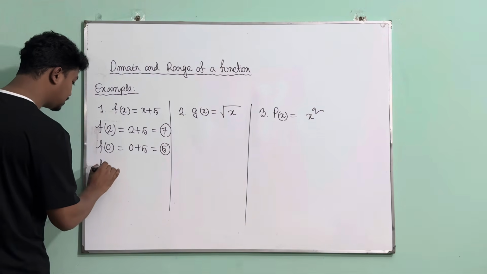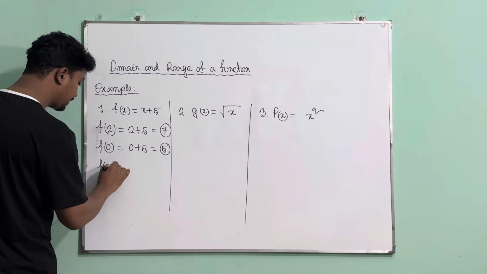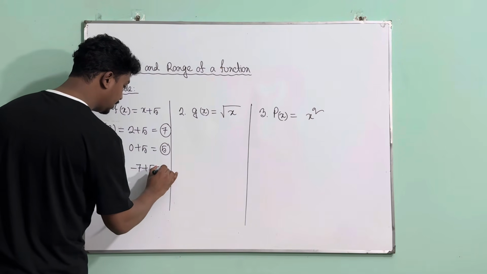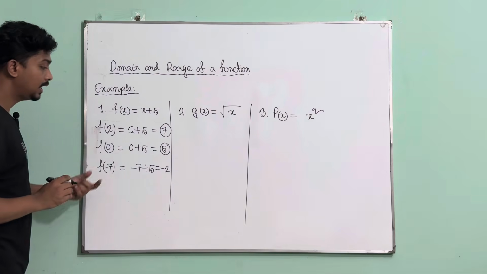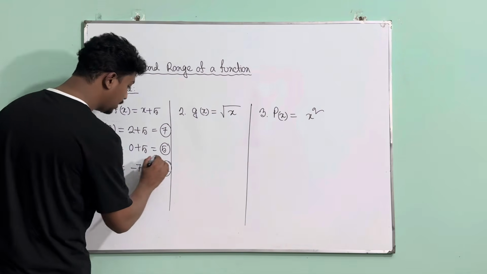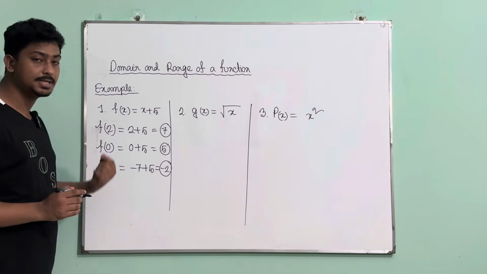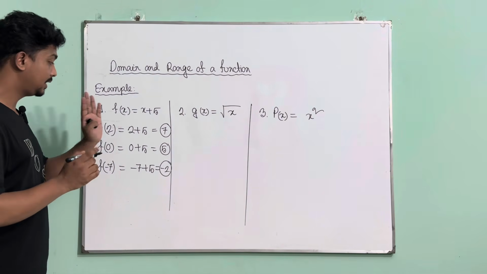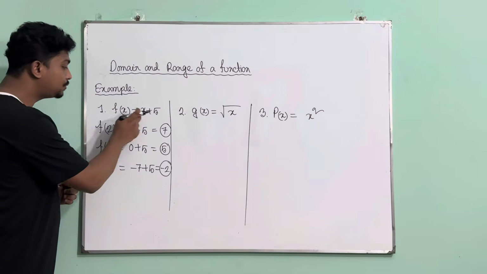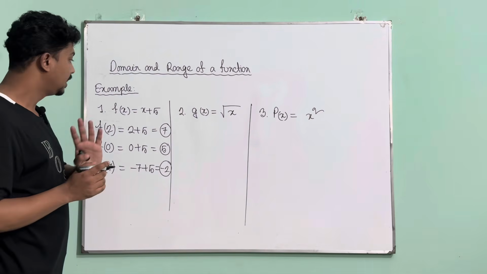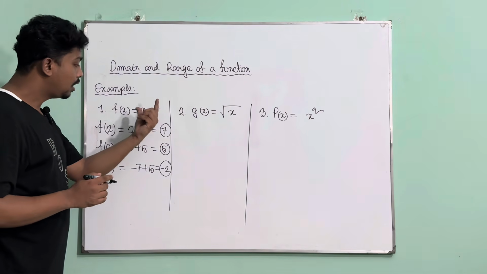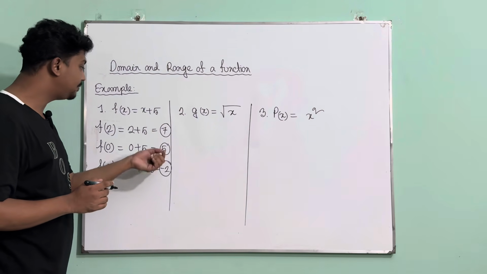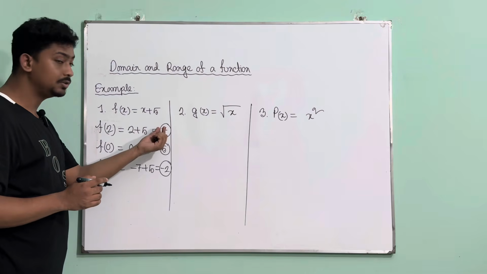Okay, now let's put minus 7. So we have minus 7 plus 5, which is minus 2. Now look at these numbers. We know that 2, 0, minus 7, these are domain, right? Whatever we can put logically and get logical values, those are our domain. So for this one, we have a domain of real numbers. Now look at the output. Also in our output, we have a negative number. We can get 5, a positive number, also another positive number.